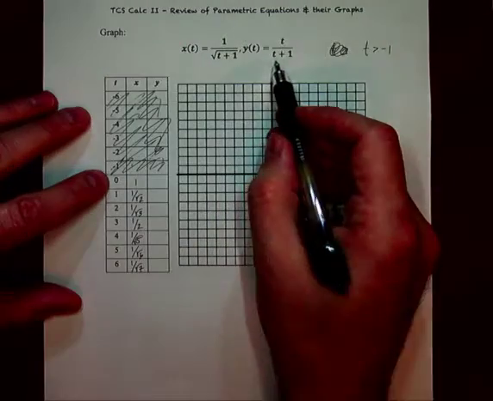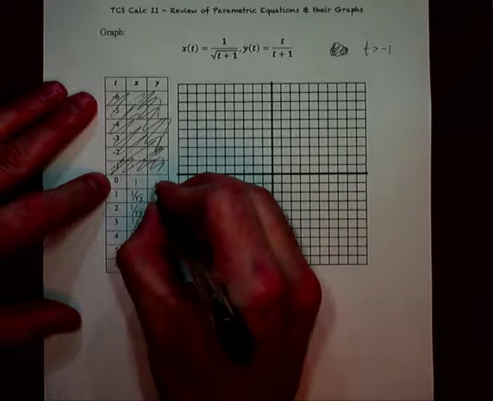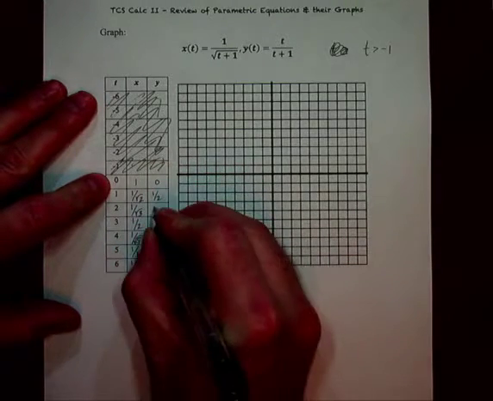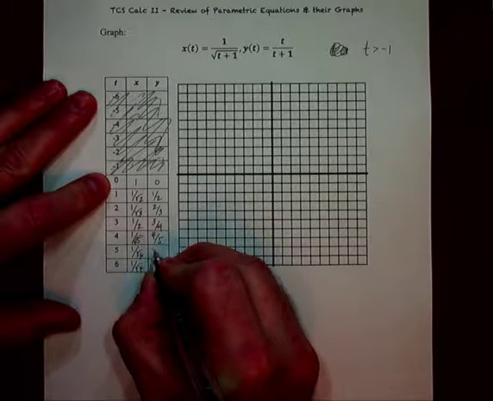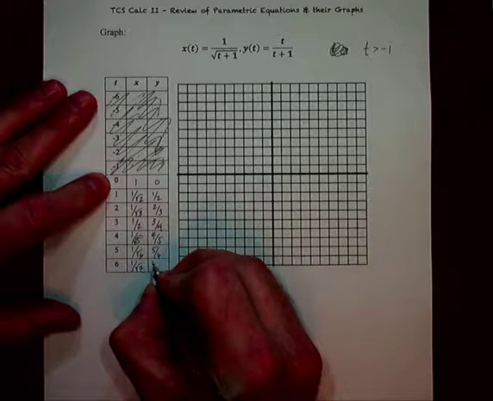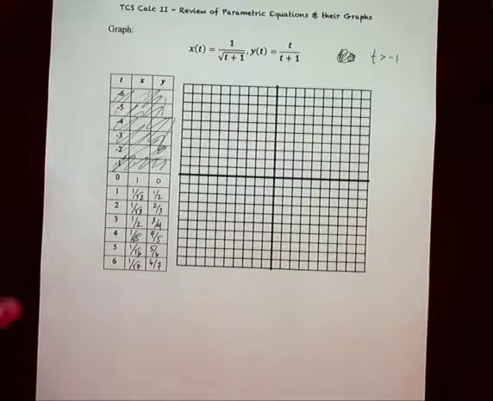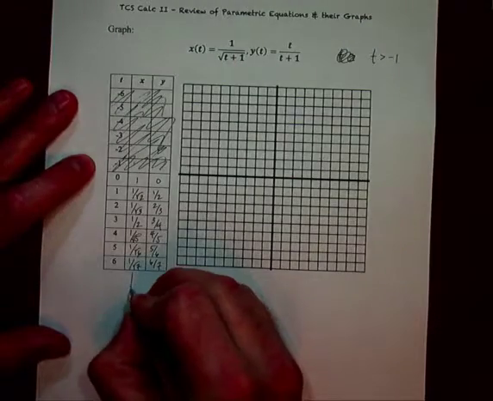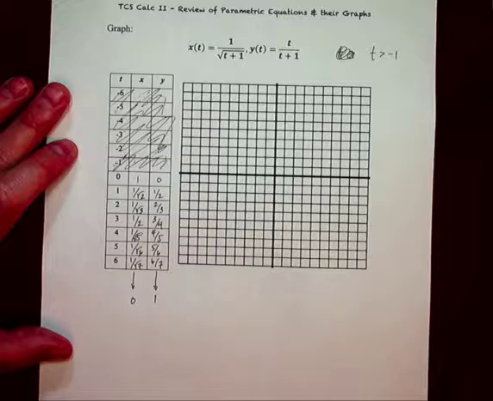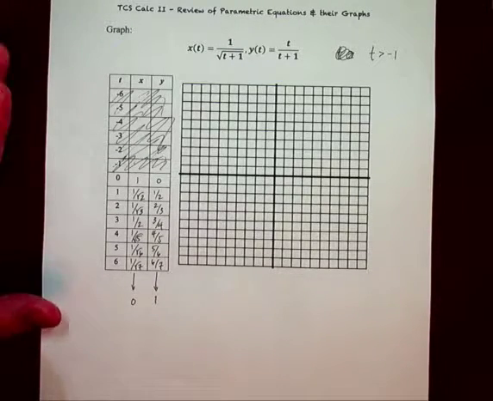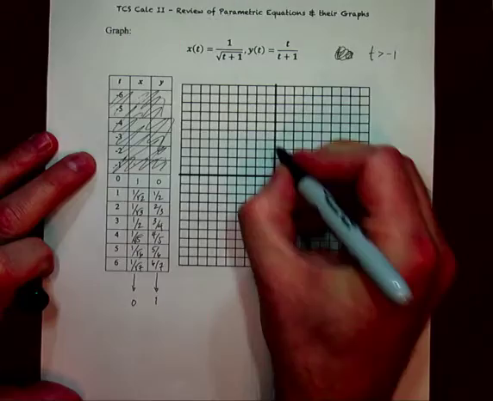Now, let's look at the y. I notice that the denominator is always 1 more than the numerator, and so this is going to be 0, and then 1/2, and then 2/3, and then 3/4, and then 4/5, and then 5/6, and then 6/7. Okay, well, you notice that these x values are approaching 0, these y values are approaching 1. Now, they'll never get there, so 0, 1 has something to do with this graph. It's just going to be a hole, right? Because nothing ever gets there.